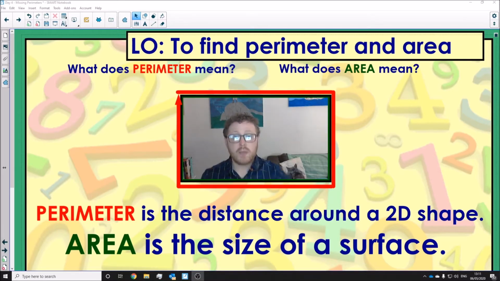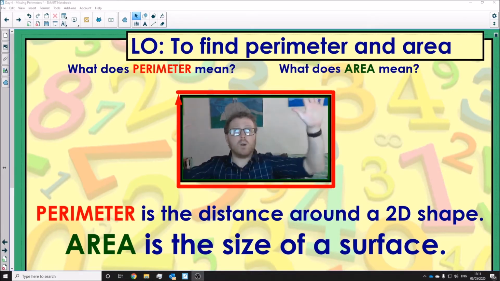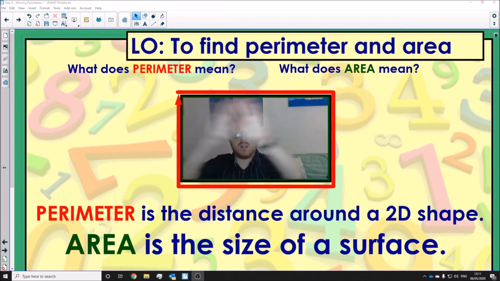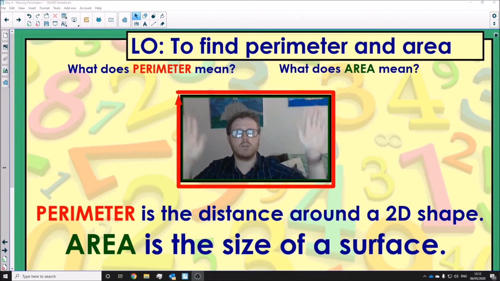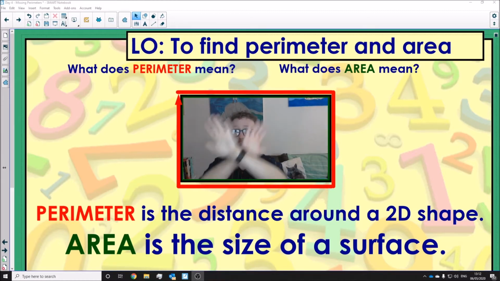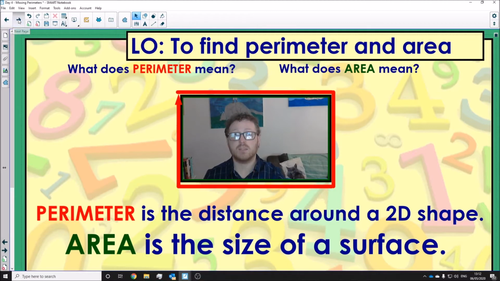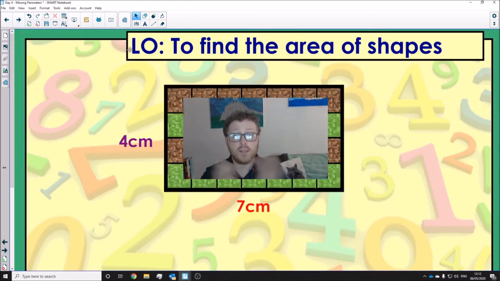Okay, now the area is the size of the entire surface. Okay, so I'm like in a box again, and the area is how much of the surface my hands are covering right now. Okay, so the perimeter is the distance around the outside of the shape. Area is how much that shape is taking up. Okay, how much space that shape is taking up. Got a quick example here.